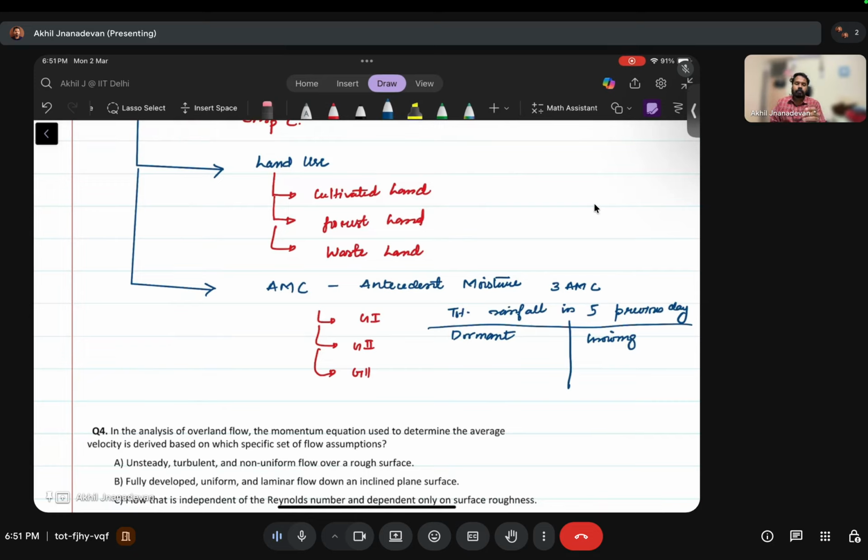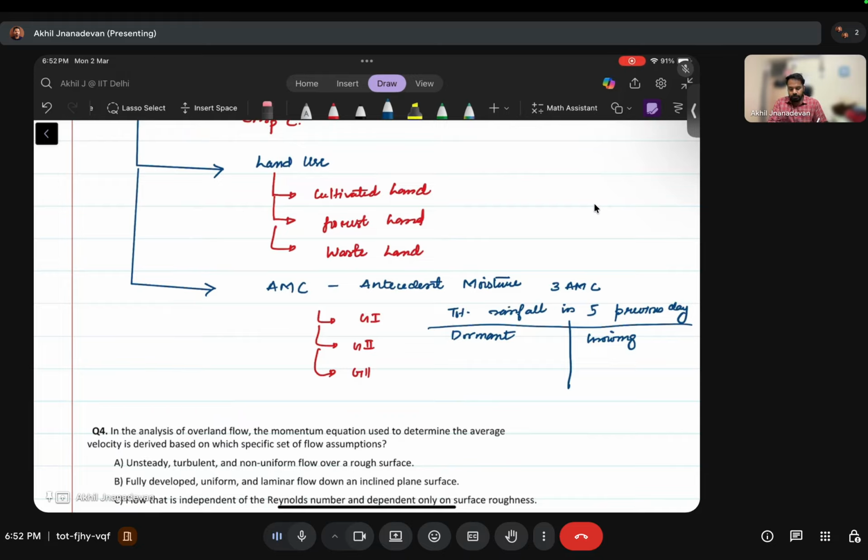Dormant season is when plant growth, the cultivation, is not taking place, so the water demand will be less, and the growing season is when the water demand is high. That is why the Soil Conservation Service derived this particular equation or technique, especially for estimating the runoff in case of agricultural land, or estimation of abstraction losses in case of an agricultural land.